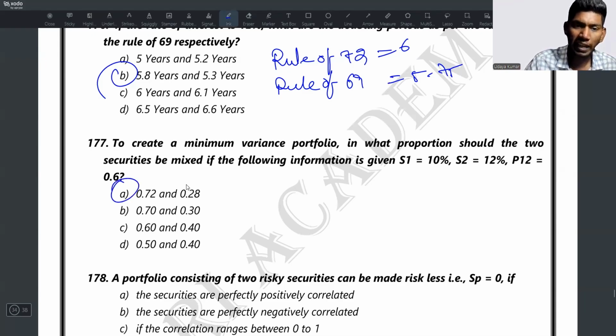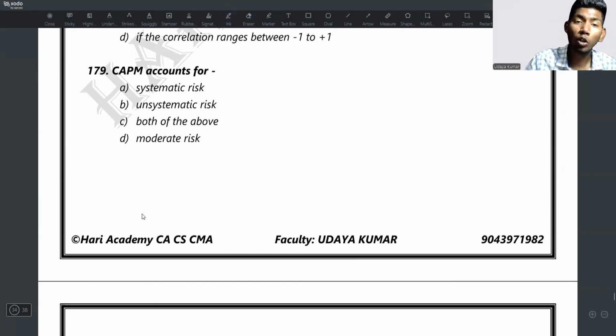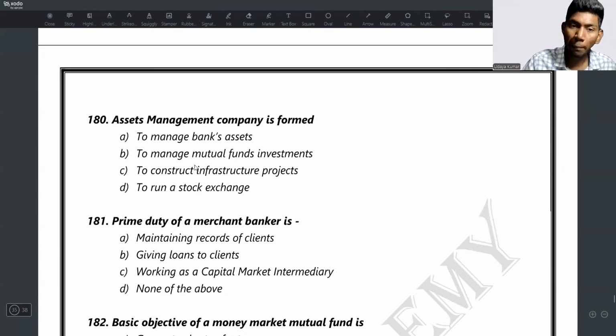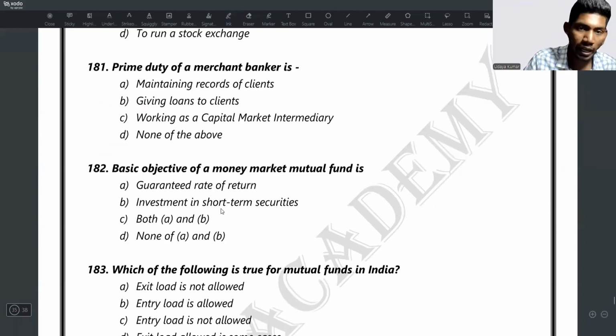So moving to the question 178, a portfolio consisting of two risky securities can be made riskless, that is SP equal to 0, if the securities are perfectly negatively correlated. And CAPM accounts for what risk? Systematic risk. Okay. Moving to the question number 180, asset management company is formed for what? To manage the mutual funds investments, not for the bank's assets, construct infrastructure projects or run a stock exchange. So to manage mutual funds investment. The prime duty of a merchant banker is working as a capital market intermediary. So these are the theory part questions.